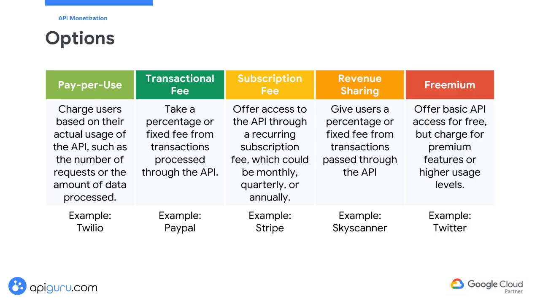Lastly, we have the freemium model. This is where you offer primary API access for free but charge for premium features or higher usage levels. A well-known example is the Twitter API. They provide free access with limitations on the number of requests and features, but users can upgrade to premium tiers for more access and advanced capabilities.